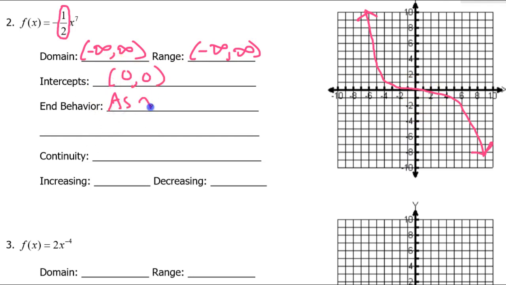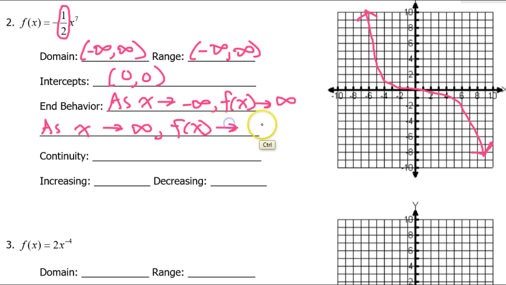And behavior, as x approaches negative infinity, f of x approaches positive infinity. And as x approaches positive infinity, f of x approaches negative infinity. That means on the left, it rises. That's the first line. On the right, it falls. That's the second line. This function is continuous. There are no jumps or holes or asymptotes, so this is continuous.